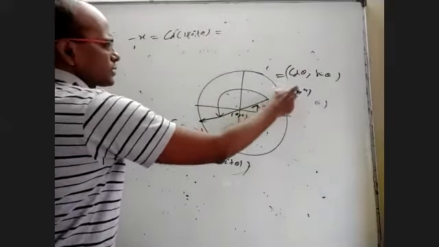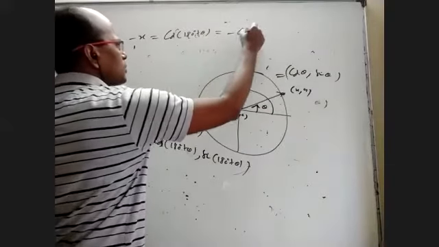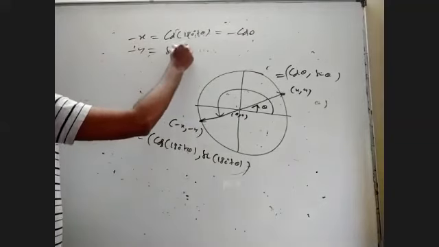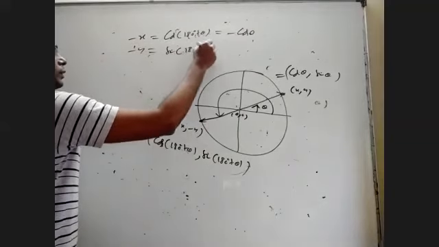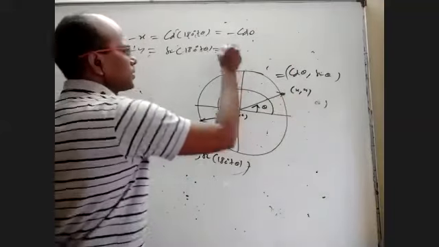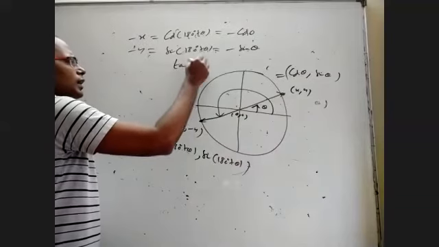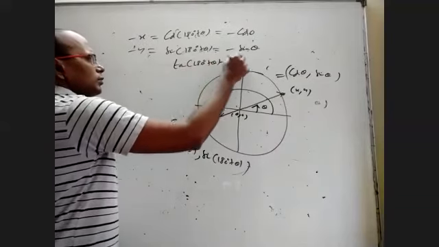So minus x is cos 180 plus theta. But according to this, x is cos theta, so minus x will be minus cos. Similarly, minus y here is sine 180 plus theta. But y itself is sin theta, so it is minus sin. When you divide, you'll get tan 180 plus theta is equal to tan theta.